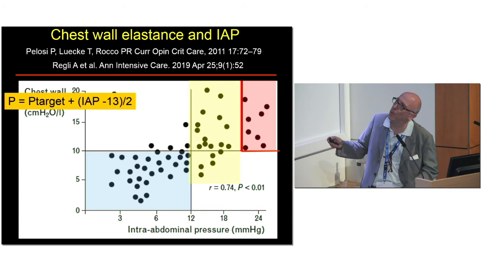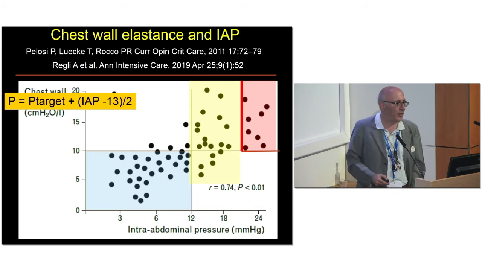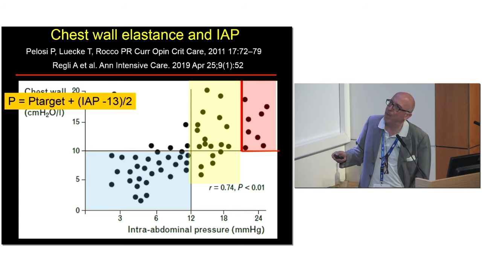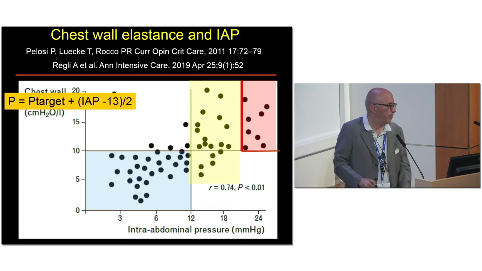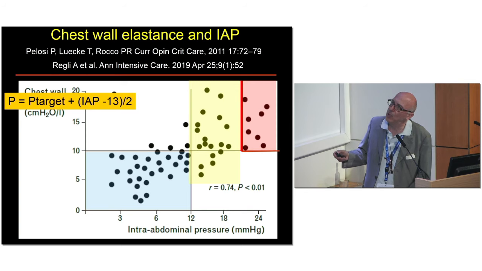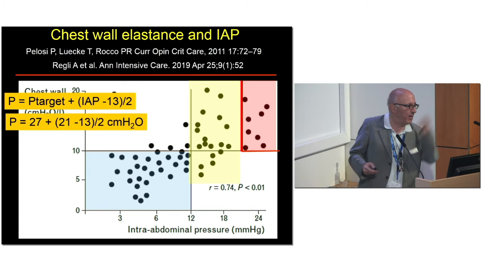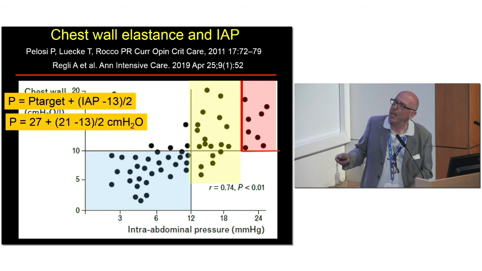One suggestion that we proposed to correct the pressure for the intra-abdominal pressure is the following. You have the pressure, PEEP or inspiratory pressure, the pressure target, plus intra-abdominal pressure minus 13. Why minus 13 in centimeters of water? Because it's the average pressure in mechanically ventilated patients. Divided by 2, because half of the pressure in the abdomen is transferred to the pleura. So if you have a target of 27, for example, of plateau pressure, and an intra-abdominal pressure of 21, you can correct this measure very easily.